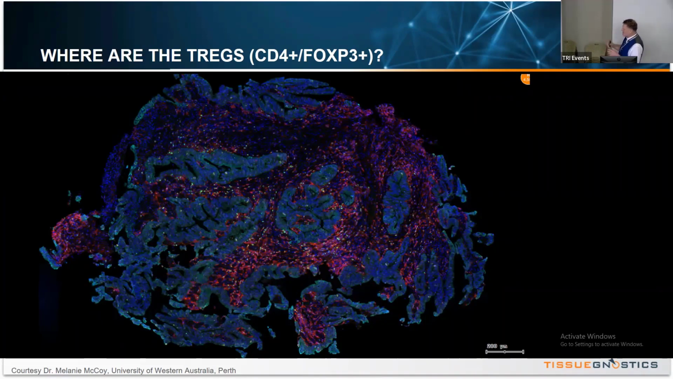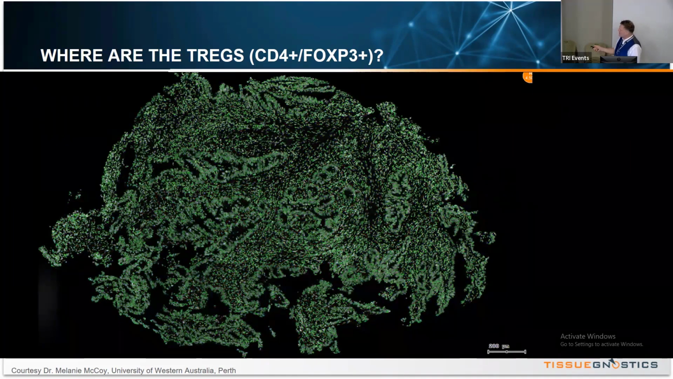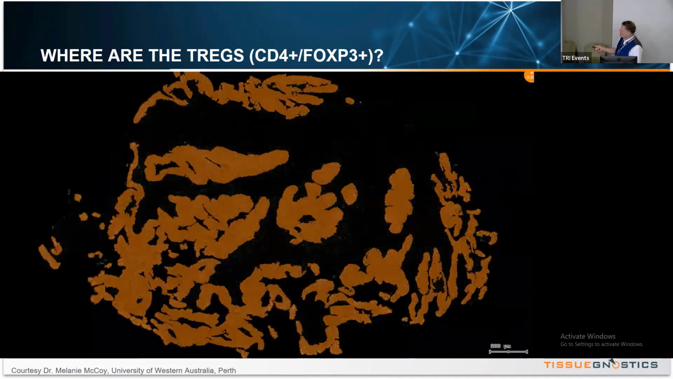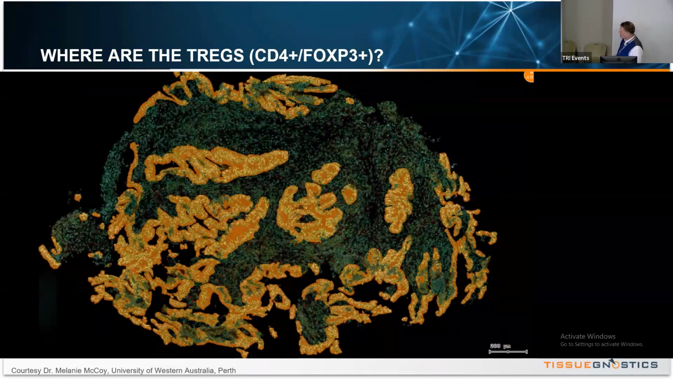The question this research group in Perth addressed was how many CD4s are present, how many are intratumoral, and how many are in the tumor stroma. And if they are in the tumor stroma, how far away are they? So as shown before, we identified all the nuclei in the entire tissue section. The tumor area is shown here in this orange mask, identified based on the cytokeratin staining.